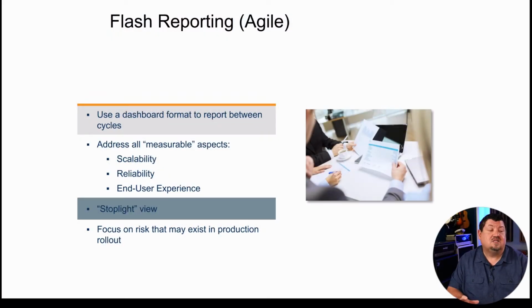So I call this the flash reporting, right? So what we're concerned about there is just reporting the basic facts around scalability. How far can we push this before things begin to topple over? Reliability, can we introduce some kind of chaos or something that we didn't expect and it still kind of stays up over a period of time.